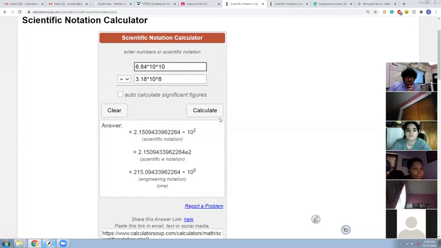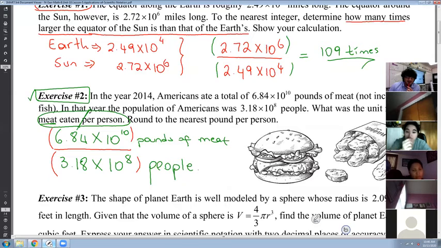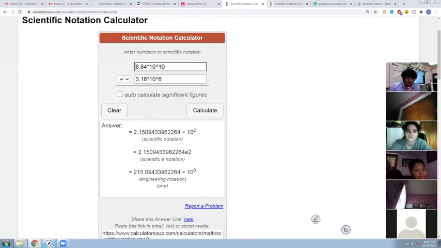It is division. What? This is a huge number. 6.84 times 10 to the power of 10. Okay, 3.18 times 10 to the power of 8. Guys, look at this number. This is engineering number notation.